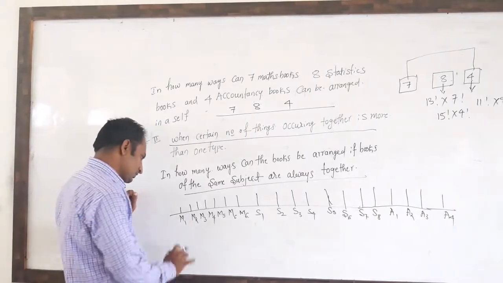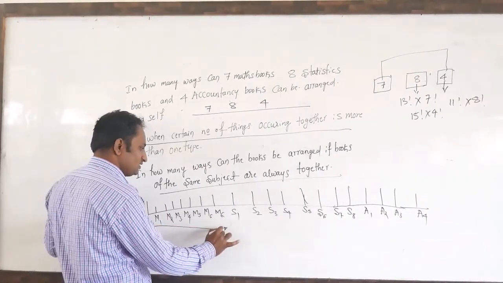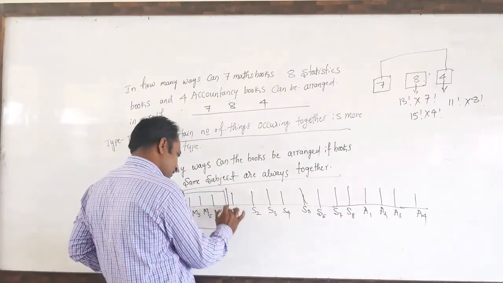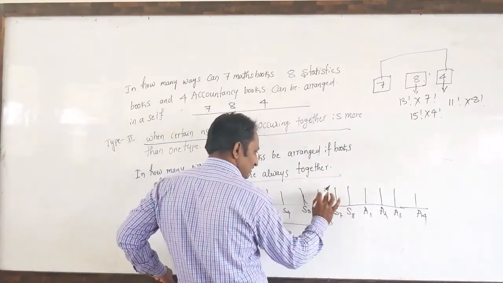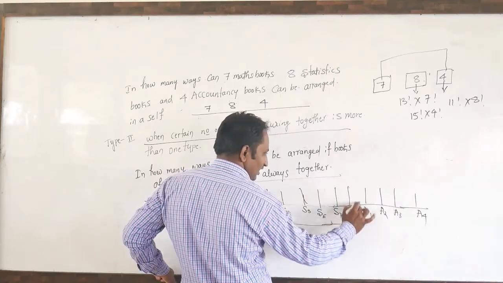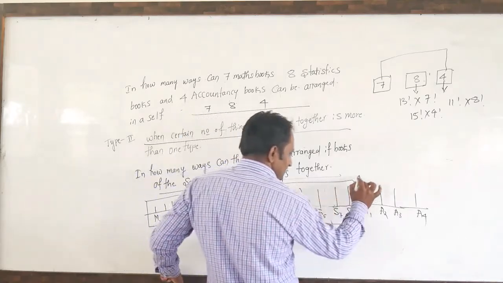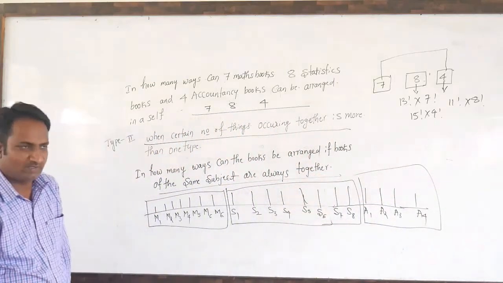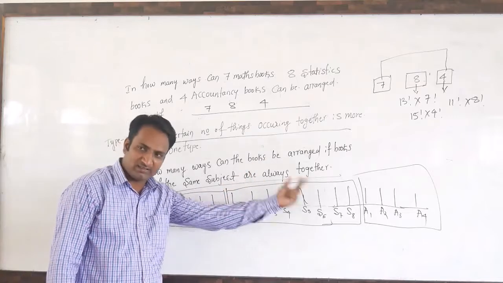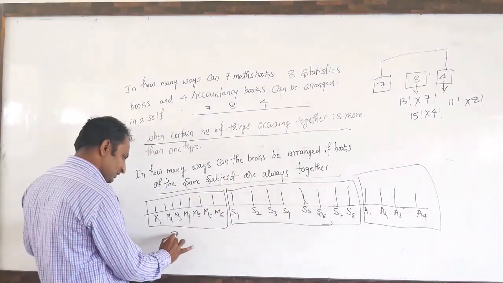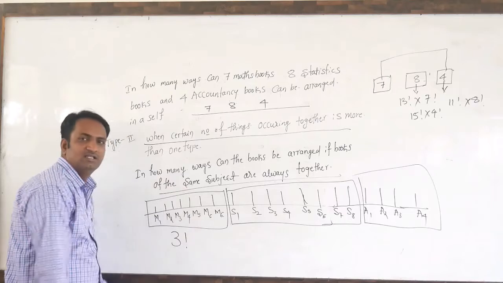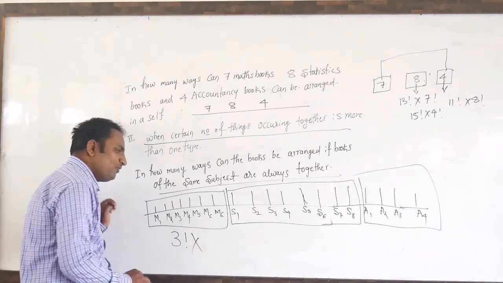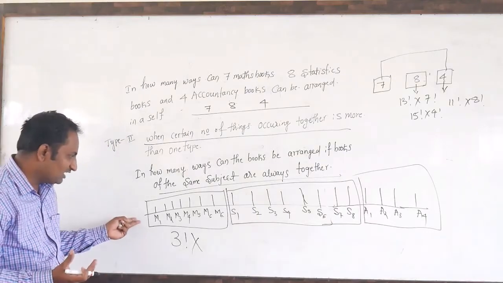Always occur together. Here, this is one box for the maths books arrangement. Here, this is the second box for the statistics arrangement. Here, this is the third box for the accountancy arrangement. Here, there are three boxes. That's why we can take 3 factorial.